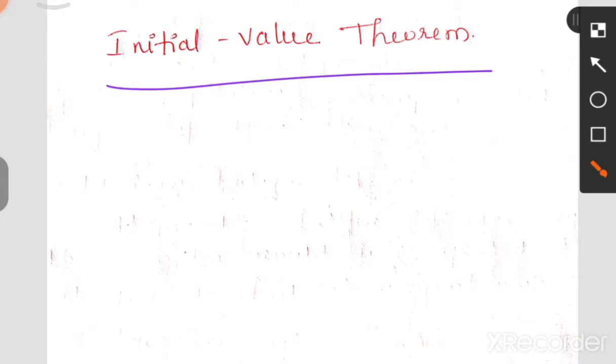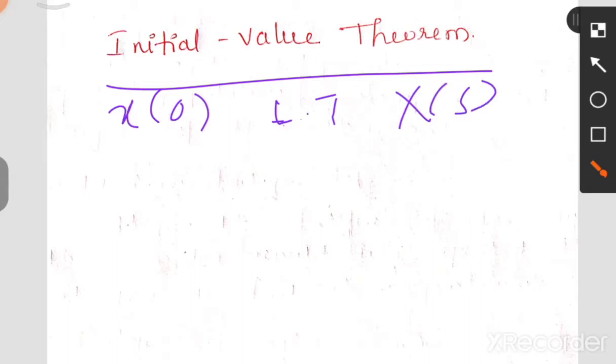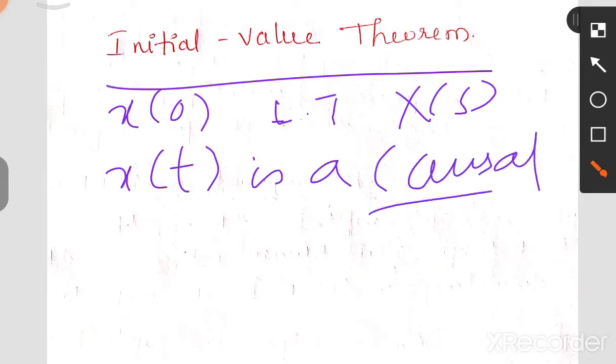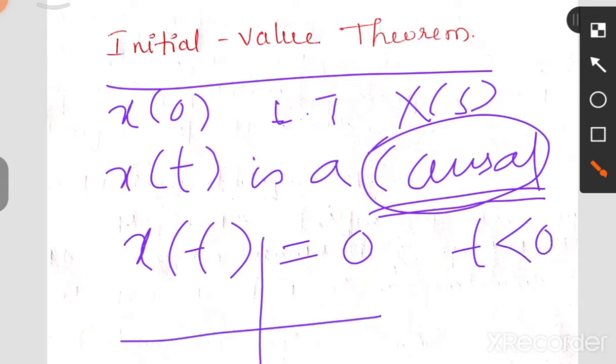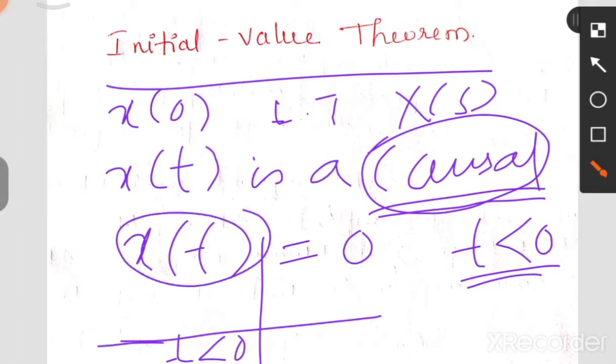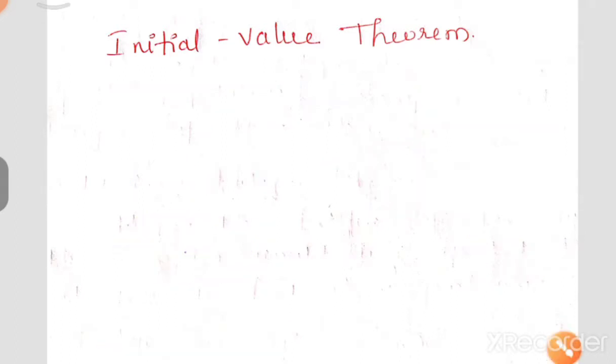Initial value theorem, as we said, allows us to find the initial value, that is x of 0, directly from the Laplace transformation, that is X of s, if x of t is a causal signal. What do you mean by causal? The definition of causal is that the signal x of t is equal to 0 when t is less than 0. So when t is less than 0, here your signal should be 0.